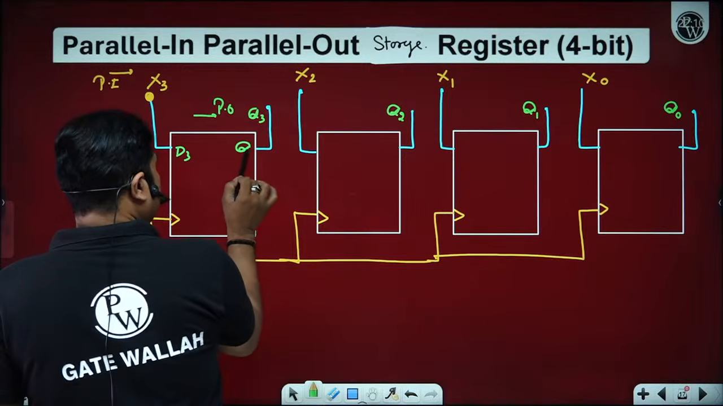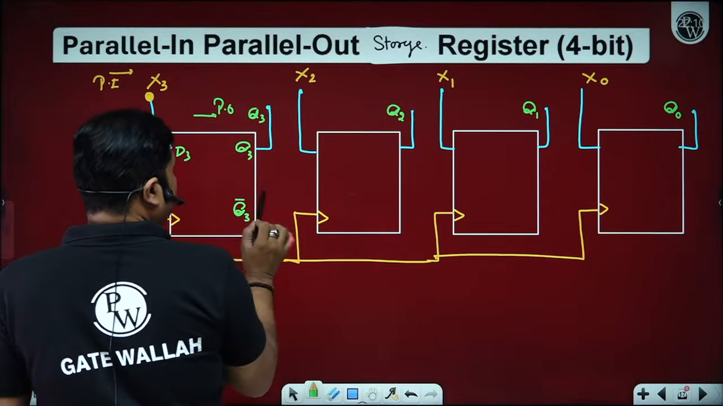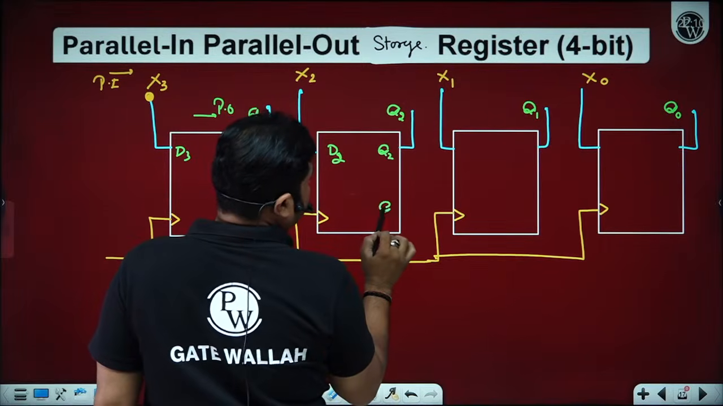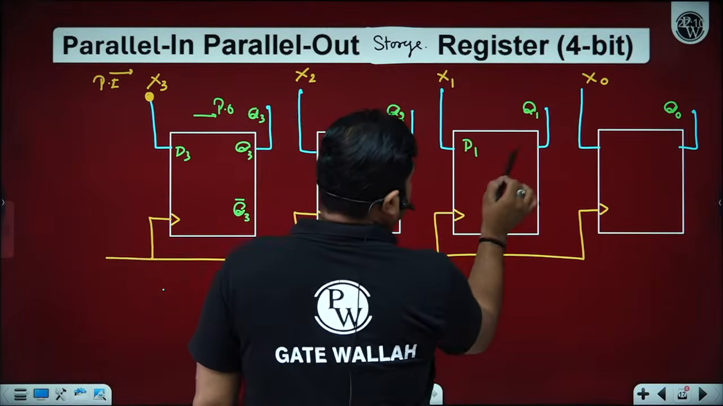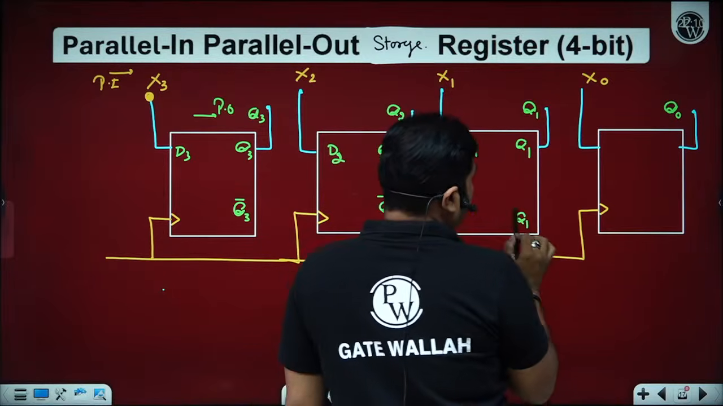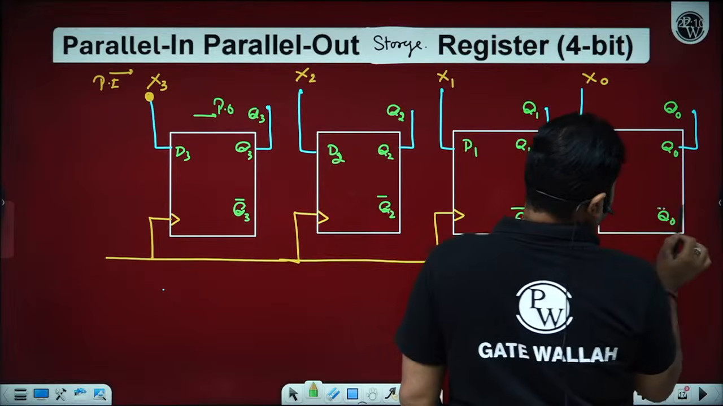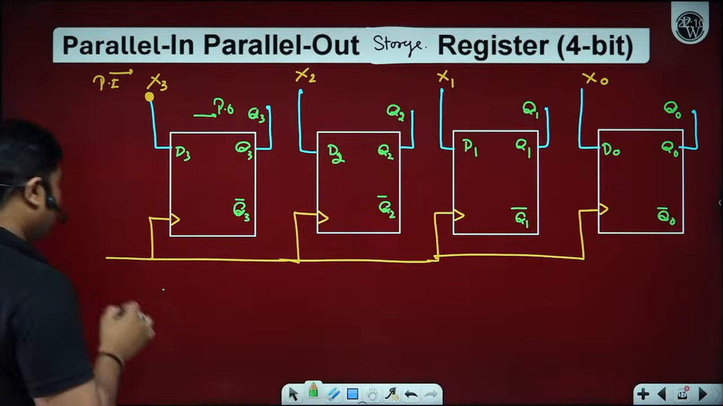D3, Q3, Q3 complement, D2, Q2, Q2 complement, D1, Q1, Q1 complement, D0, Q0, Q0 complement, and we have a clock.